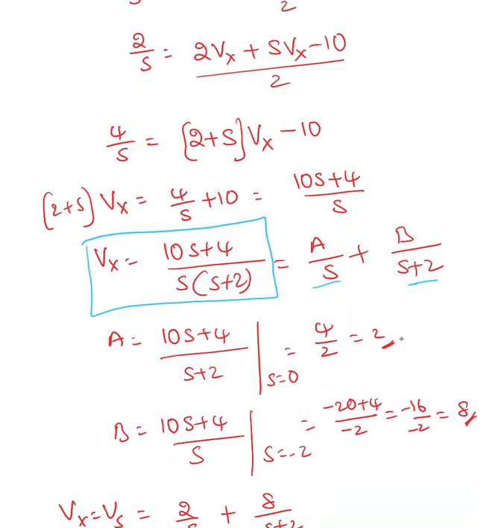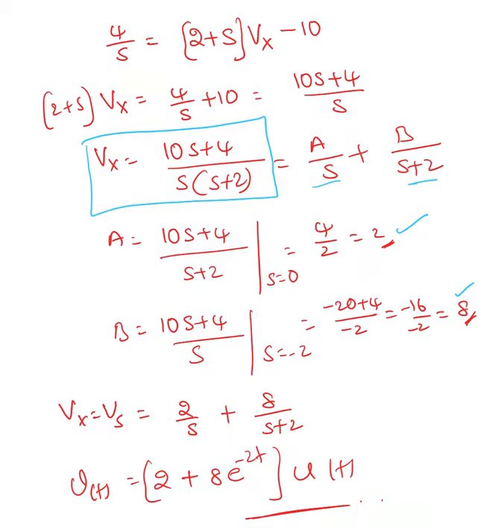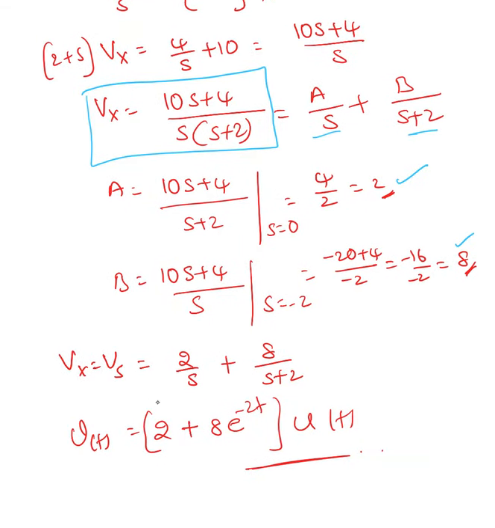Now I found the A value, which is 2, by using the substitution method, and the B value, which is 8. So Vx equal to V of S equal to 2 over S plus 8 over S plus 2. Using the Laplace transform table, V of t equal to 2 plus 8 times e to the power of minus 2t, u of t. Thank you.